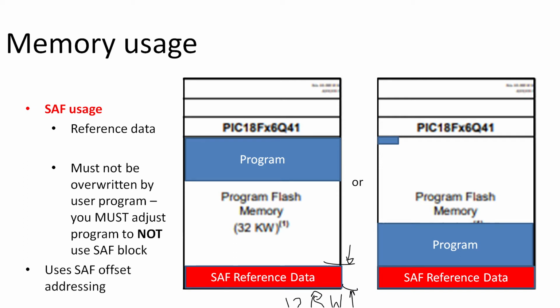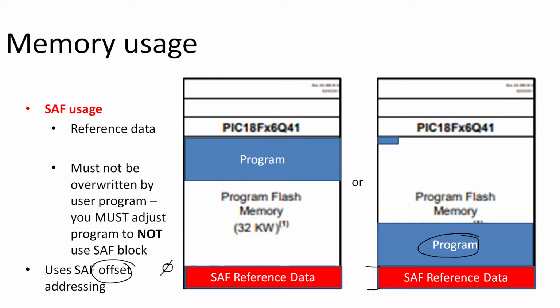And you need to make sure that you don't overwrite it, because if your program is sitting there in MPLAB, then you need to create headroom for it inside of your program so that your program doesn't overwrite your SAF area, and your SAF data doesn't overwrite your program. They mustn't encroach. So we use what's called offset addressing for SAF.